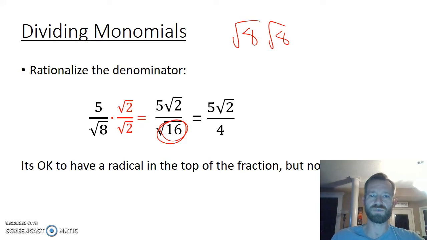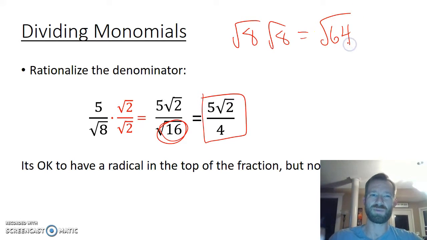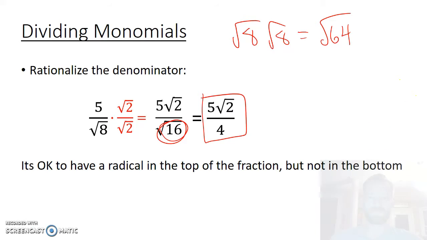So square root of 16 is 4. Now we're done here. If you would have done this, radical 8 times radical 8, you got radical 64. There would have been more simplification to do. You can go ahead and try that if you'd like, but the idea is you can't have a radical on the bottom. You can have one on the top, but not one on the bottom.